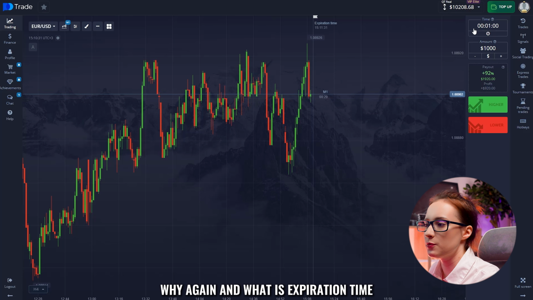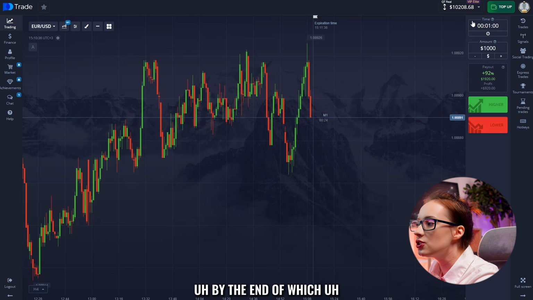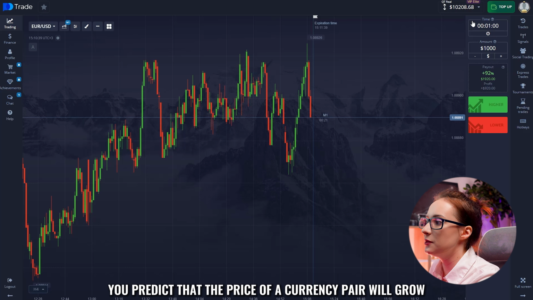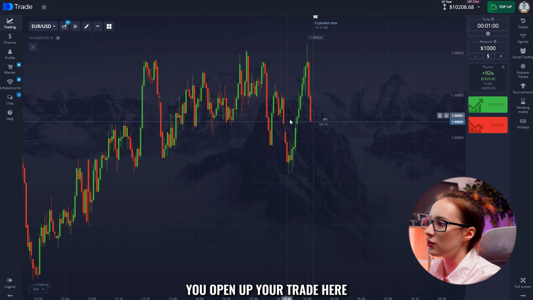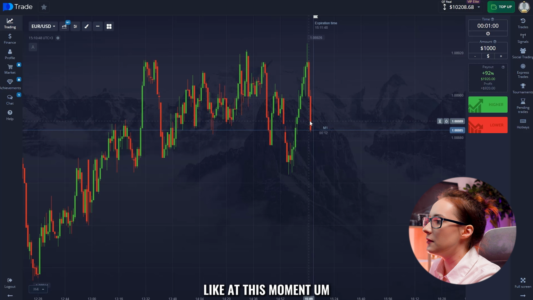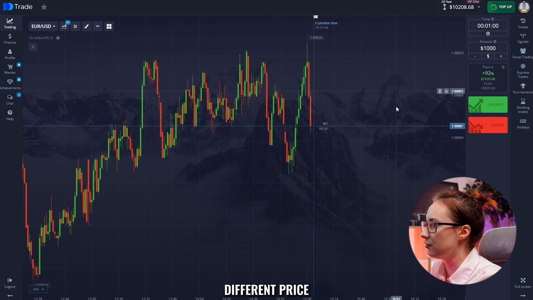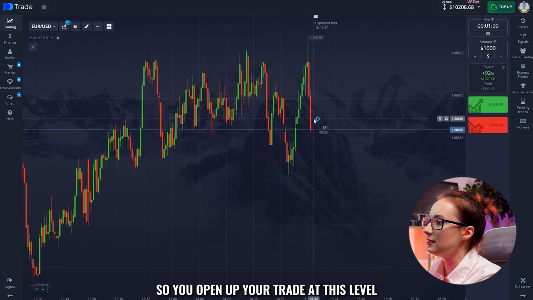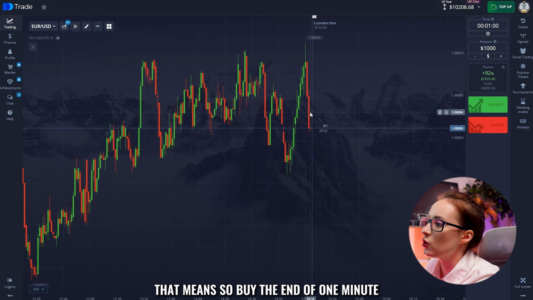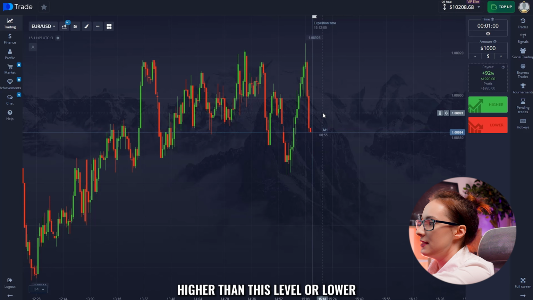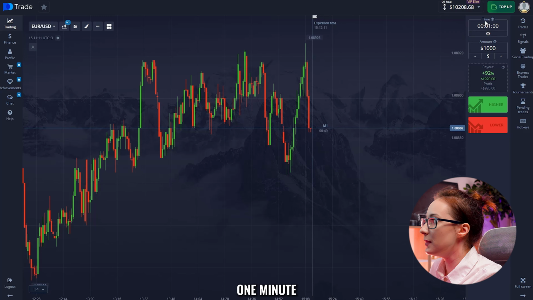Why? Again, what is expiration time? It is the time by the end of which you predict that the price of a currency pair will grow or will decrease. So for example, you open your trade at this moment, when the price of your currency pair is at this level. You open your trade at this level and you put a buy position. That means by the end of 1 minute, you're predicting that the price will be higher than this level, or lower if you open a sell position. Okay, so I set the expiration time to 1 minute.